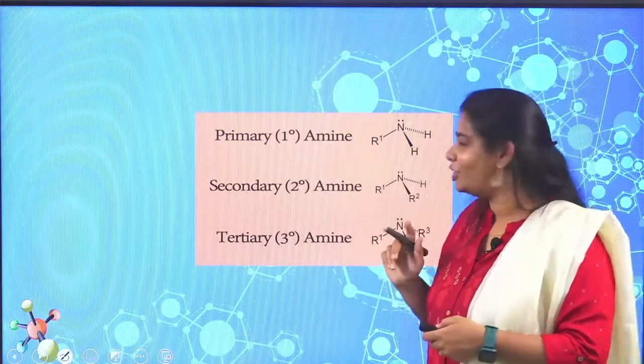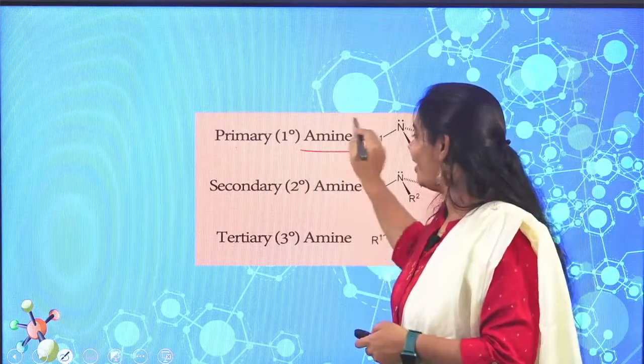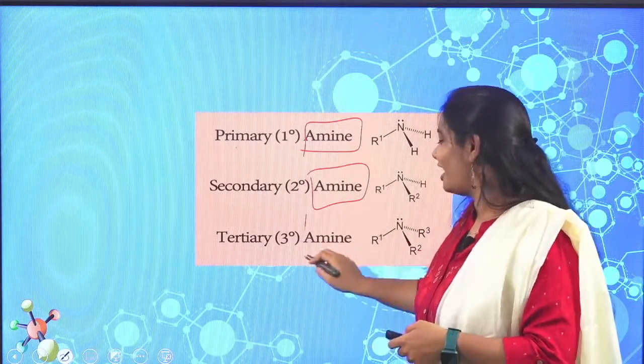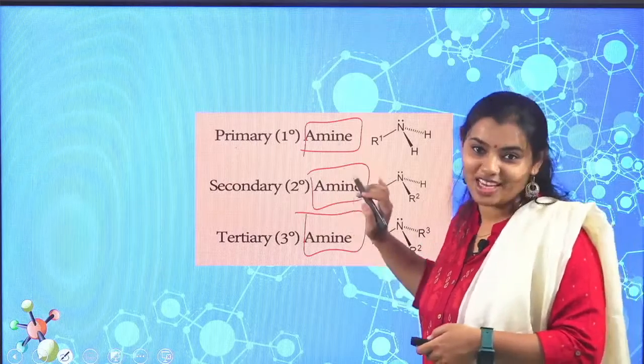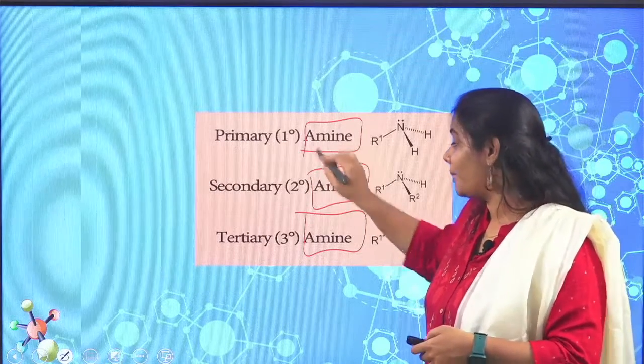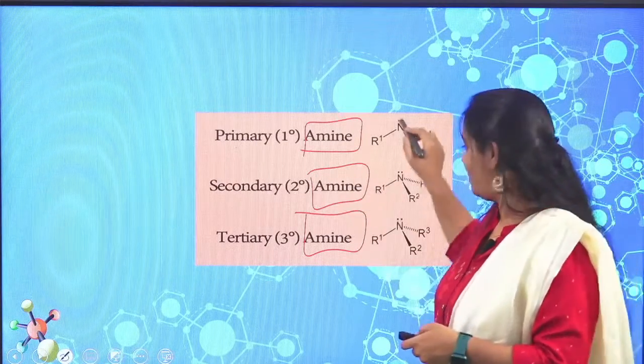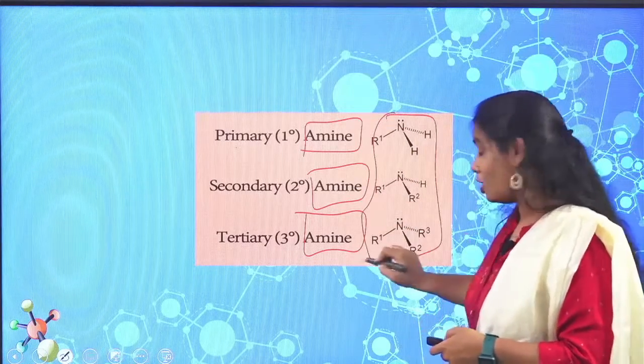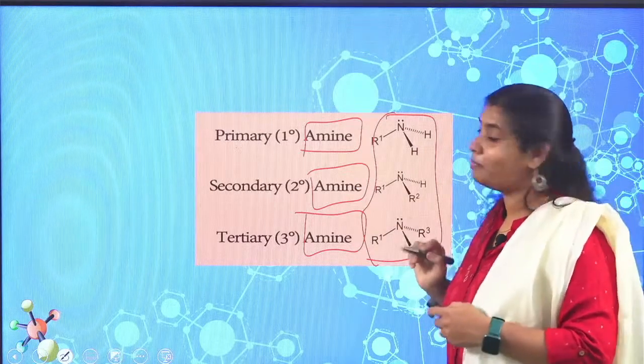Now this particular chapter is already here, right? This is just a classification. I've just put a classification image. You have your primary amine, secondary amine and tertiary amine along with the structures here. So this chapter is amines.